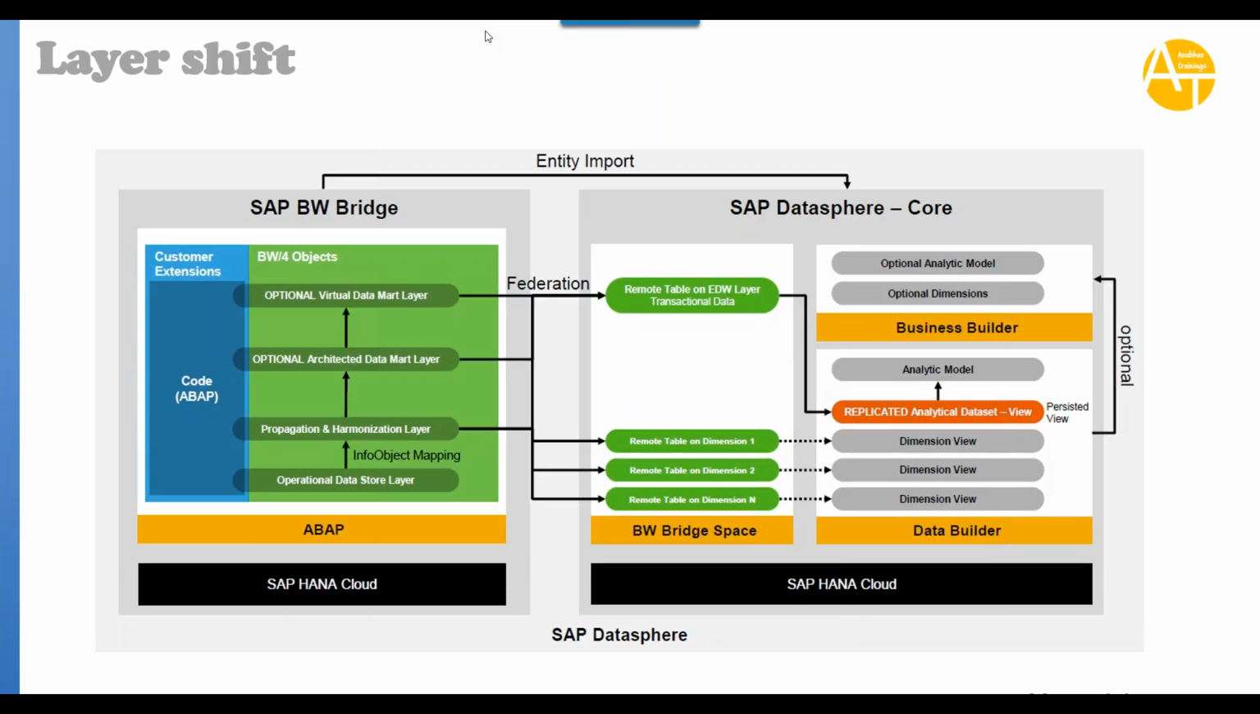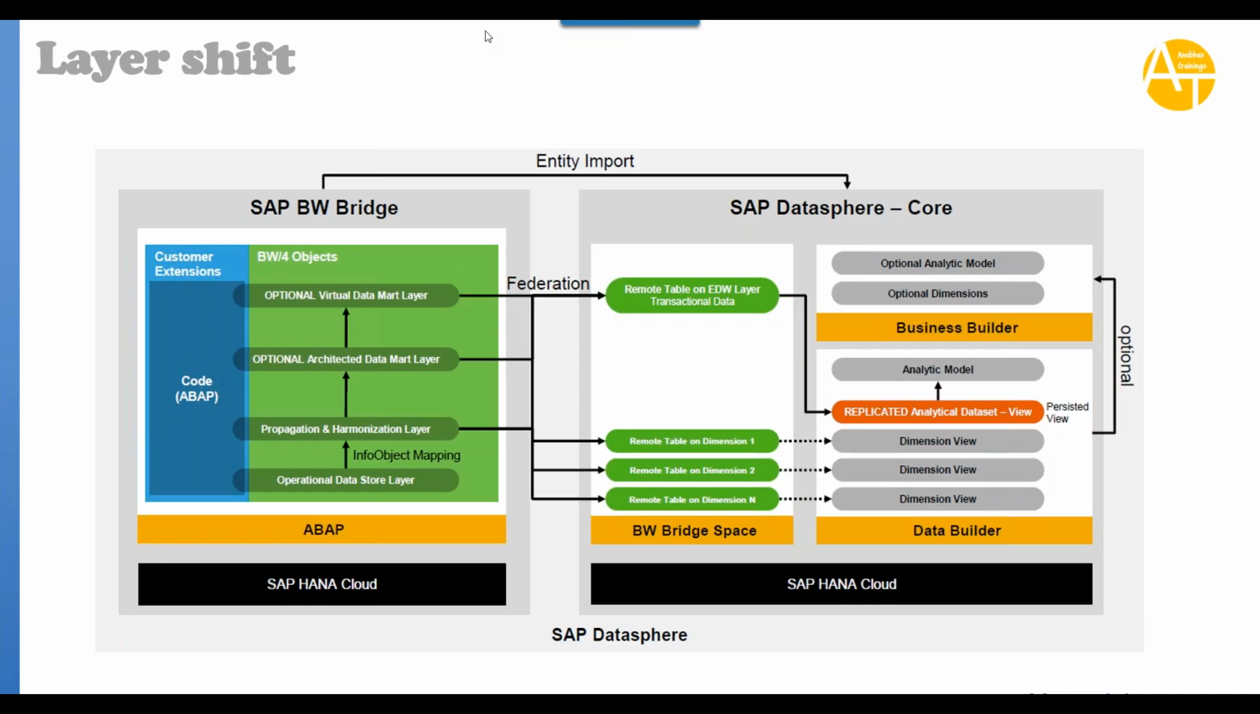So in BW, normally every customer follows the regular LSA++ architecture. So the data was brought into BW into the field-based inbound layer. And on top of that, there was a propagation layer, harmonization layer defined with the info object mapping. When a certain business requirement in the propagation layer could not be met, data was loaded into the architected data mart layer. In the virtual data mart layer, persisted as well as virtual data model were brought together.